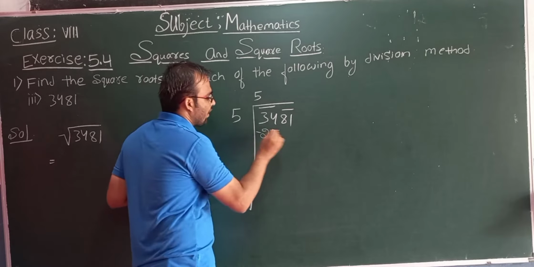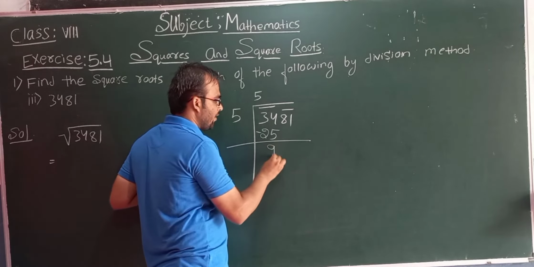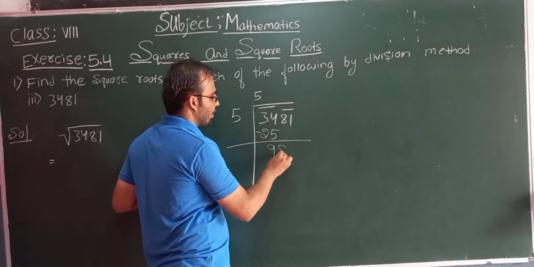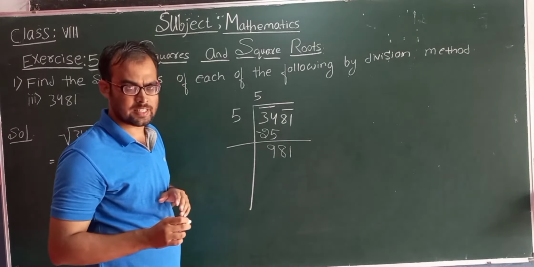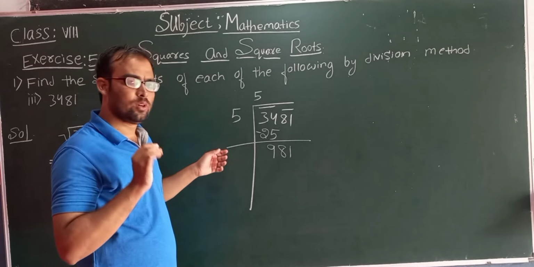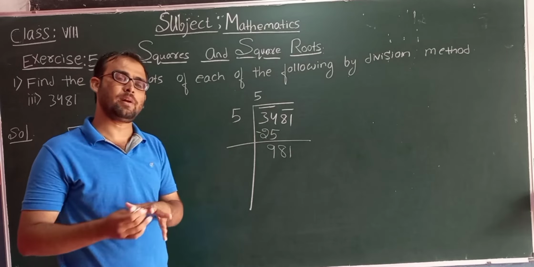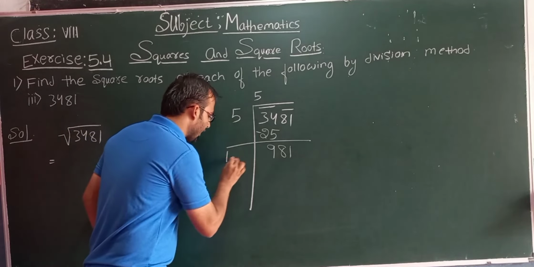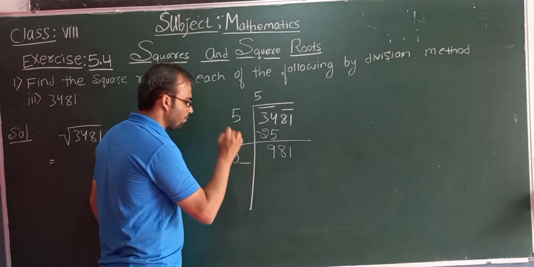Okay, so here now 34 minus 25 will be what? 9. Now bring down these two numbers, so it will become 981. Now what's the third step? Here we need to double the quotient. So what is the quotient here? 5. When we double it, what are we getting? We are getting 10. After doubling the quotient, we need to put the blank.